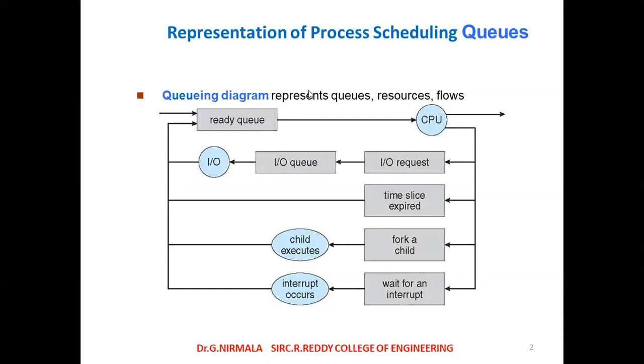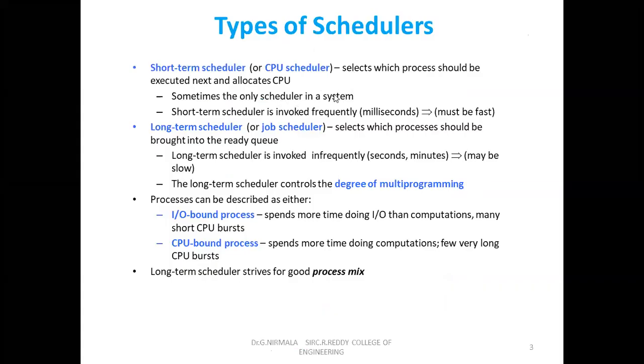Okay. Now let us discuss types of schedulers. You have mainly 3 types of schedulers available. One is the long-term scheduler, second is the short-term scheduler, third is the medium-term scheduler. Just listen one by one. What do you mean by a long-term scheduler? First, the long-term scheduler or job scheduler selects which process should be brought into the ready queue.